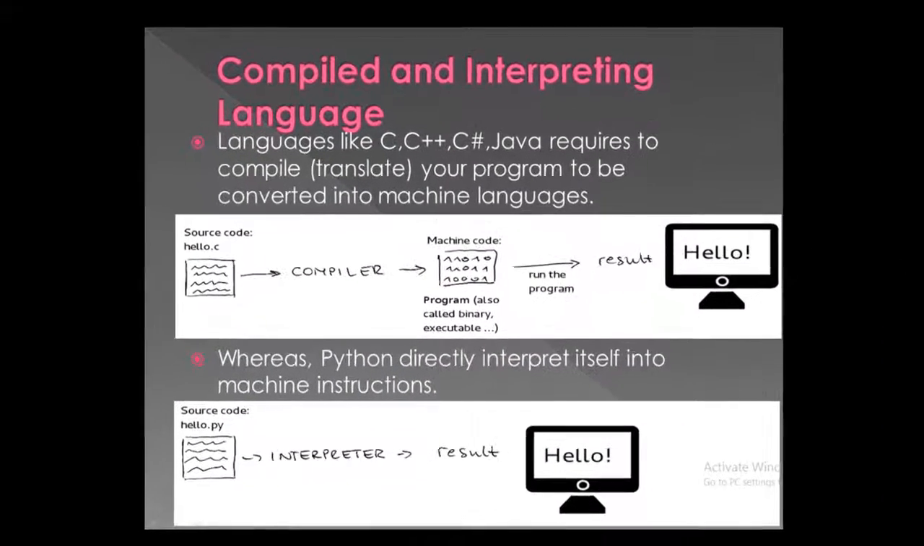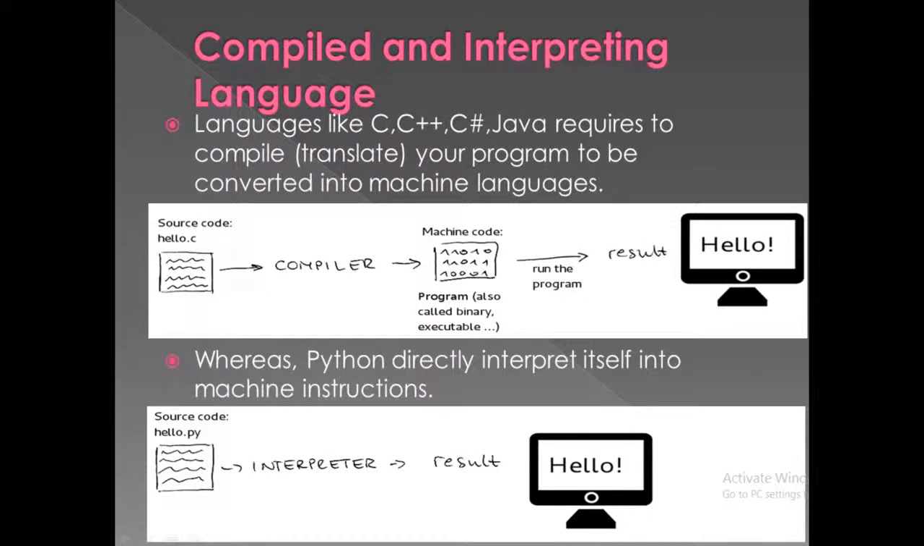Let's have a look at compiled and interpreted languages. Languages like C, C++, C#, Java require you to compile your program to be converted into machine language. That is, the source code is first compiled into machine code and then the program runs. That is, it gives the result. Whereas Python directly interprets itself with machine instructions. That is, the source code gives the result at runtime itself.